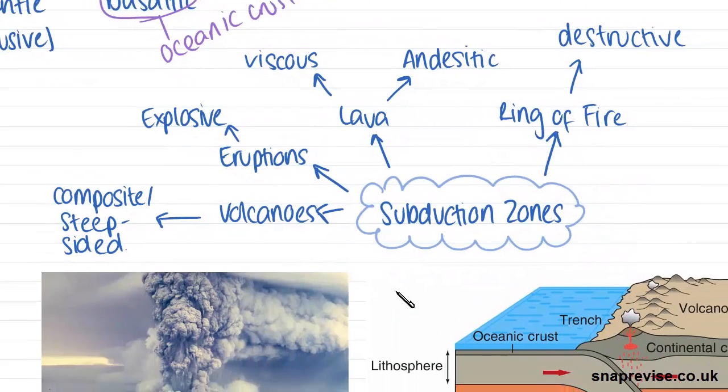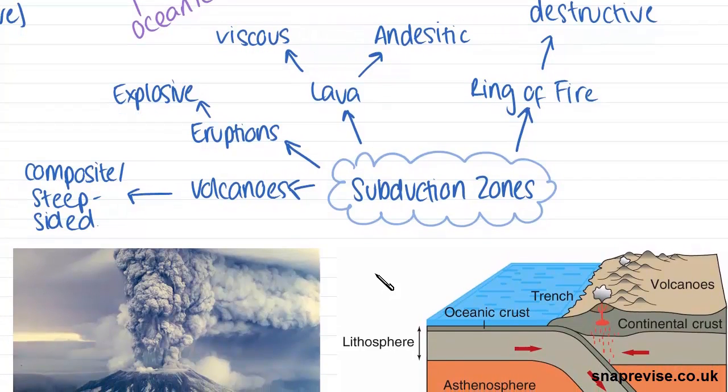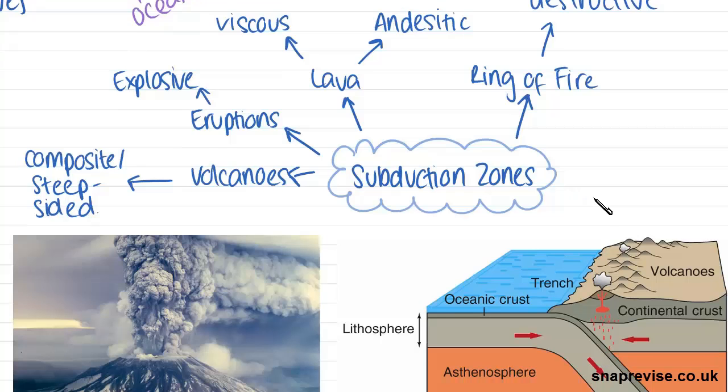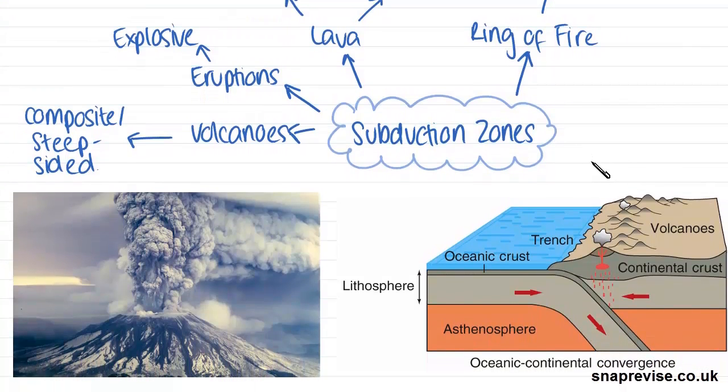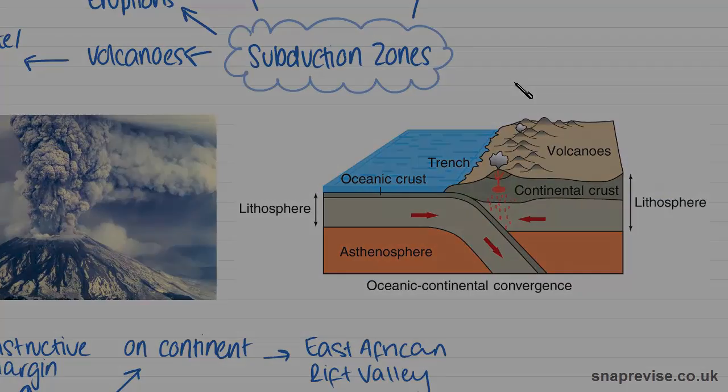Then we have our volcanoes occurring at subduction zones, and as we can remember, subduction zones are where one type of crust is being subducted beneath the other, as shown in this diagram.